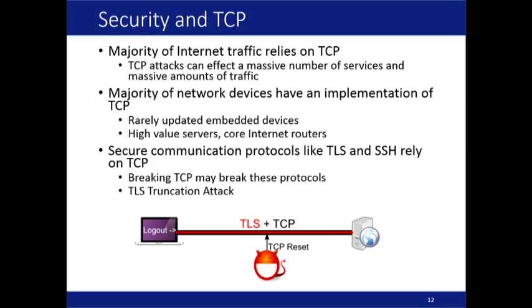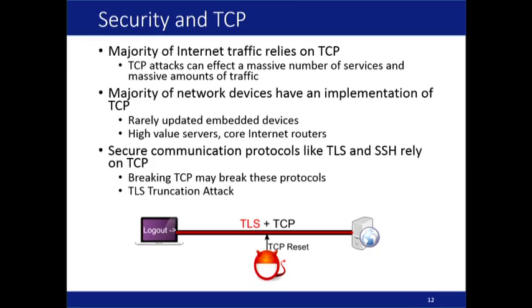Further, the majority of network-connected devices have an implementation of TCP as the most popular transport protocol on the internet, which means that things like rarely updated embedded devices are almost certainly listening on at least some TCP port. If you can exploit said TCP implementation, you get access to said rarely updated embedded device. Similarly, high-value servers and core internet routers also have implementations of TCP, meaning that exploits can be very powerful.